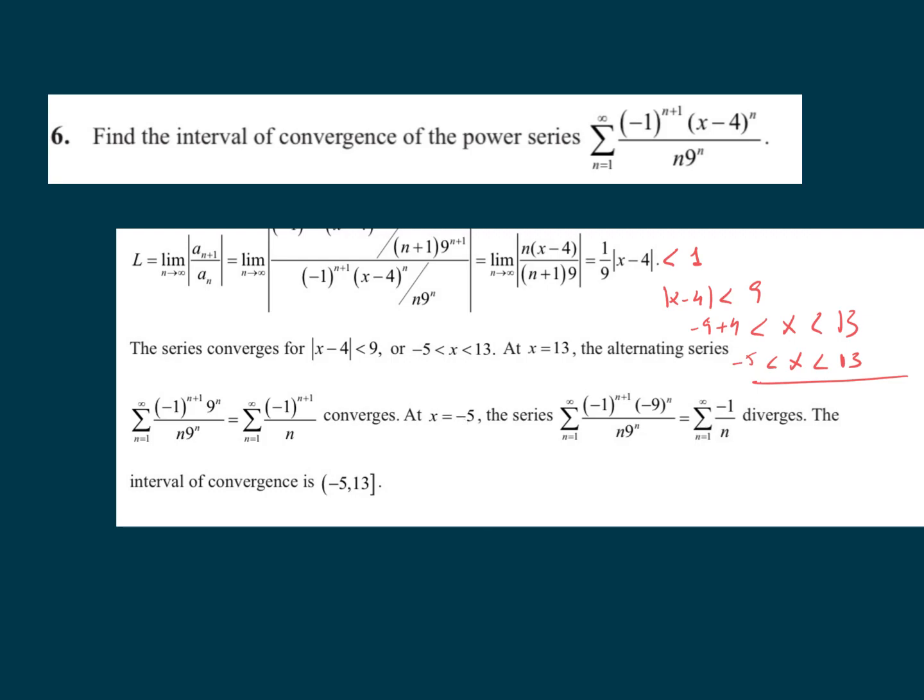What happens at x equal 13? At x equal 13, 13 minus 4 is 9. So it's 9 raised to the n. This 9 raised to the n will cancel with the other 9 raised to the n and it will be the alternating harmonic series that converges. It will be the series (-1)^(n+1) divided by n, which converges. So in the end, the interval of convergence will be between minus 5 and 13. At minus 5 it diverges, at 13 it converges. And the problem is solved.